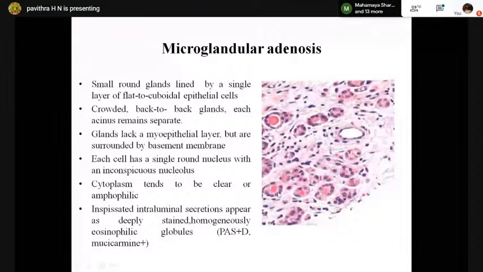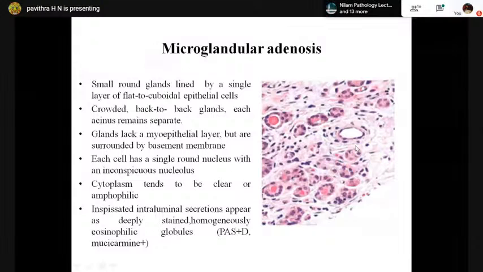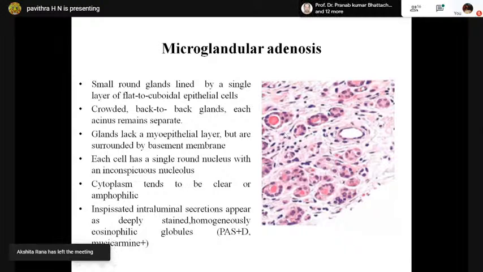You can see all these are single layer. There is no myoepithelial cell layer. But however, they'll have basement membrane. So you can use PAS stain also to highlight the basement membrane, or you can use the IHCs to highlight the basement membrane. And the secretions inside, inspissated secretion, they are also positive for PAS, they are diastase resistant and mucicarmine positive.